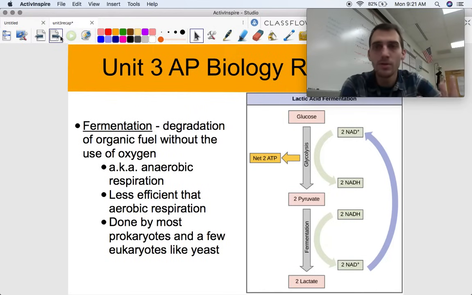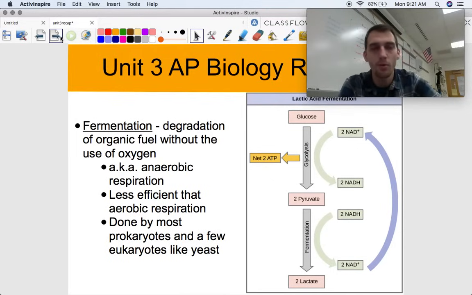What I just walked you through is aerobic respiration. But ATP can be made without oxygen. That's called fermentation, aka anaerobic respiration. It is less efficient, meaning it produces less ATP than aerobic respiration, and that's done by most prokaryotes and a few eukaryotes like yeast.